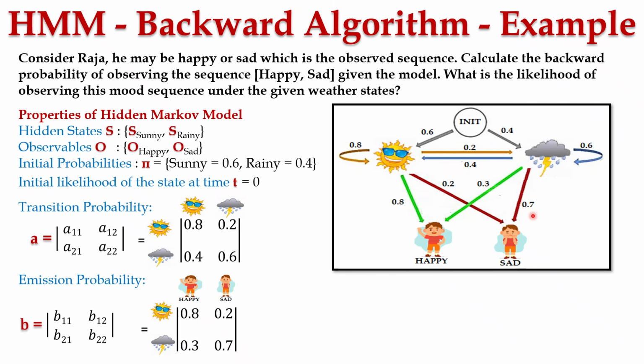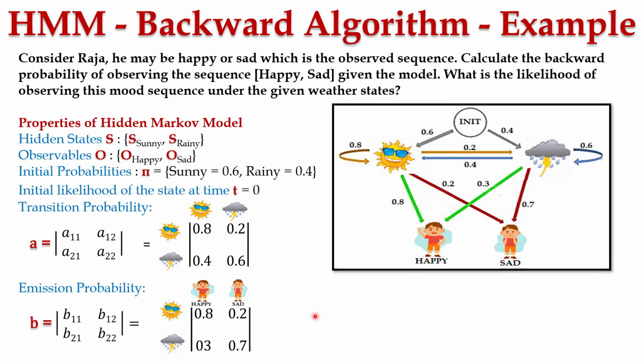So finally, every row of a matrix must sum to 1 since they represent probabilities. The initial probability pi, we can see here the values are 0.6 and 0.4. The sum is 1. In transition probability the first row is 0.8, 0.2, the sum is 1, and 0.4, 0.6, the sum is 1. In emission probability the first row we can see here 0.2, 0.8. So the sum is 1. Similarly, the next row 0.3 and 0.7, the sum is 1. So hope you are clear on the properties of the hidden Markov model based on our model given here for this example.